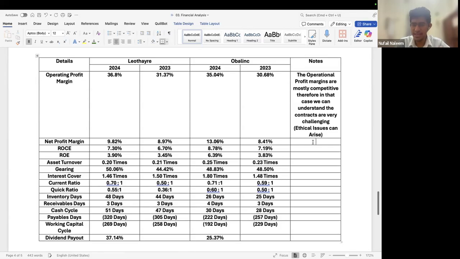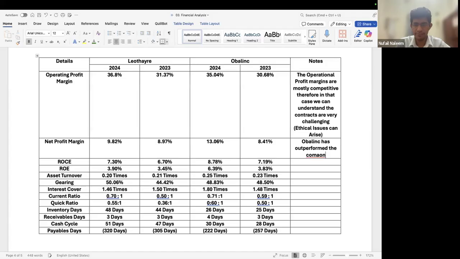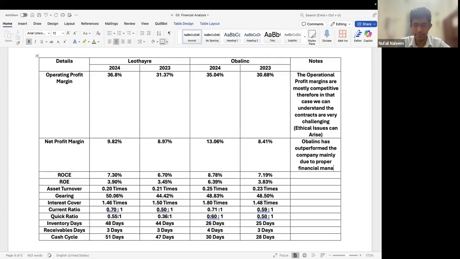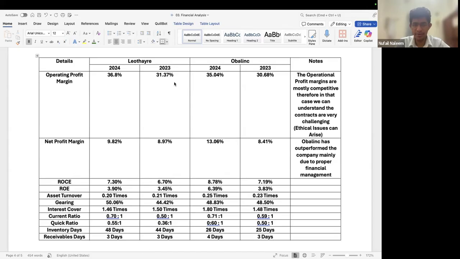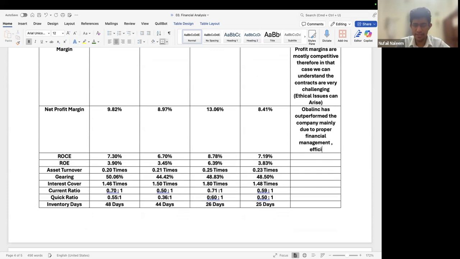Net profit margin, students. Students, you observe the net profit margin properly. If you see this very clearly, you will understand that Oberlink has outperformed the company, mainly due to proper financial management. Students, mainly due to proper financial management and efficiency in the operations.